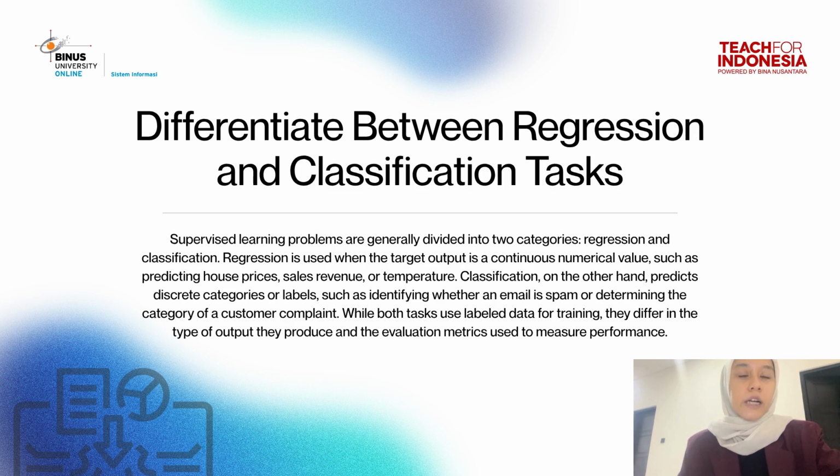Although both regression and classification use labeled data for training, they differ in the type of output they produce. Regression generates numerical values, whereas classification produces discrete categories or labels. Furthermore, the evaluation metrics used to assess these two tasks are also different. That concludes the explanation of the first two learning outcomes. Next, we will move on to the main algorithm categories used in supervised learning. The next learning outcomes will be explained by Elita Camelia.